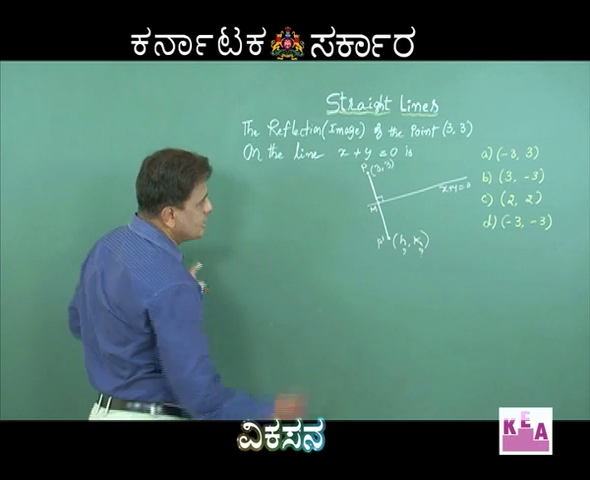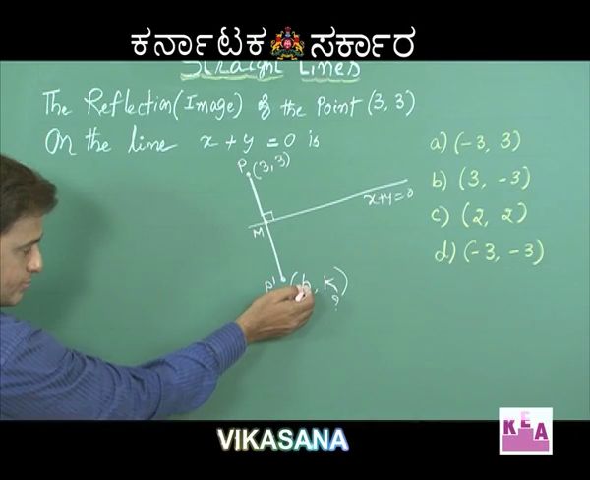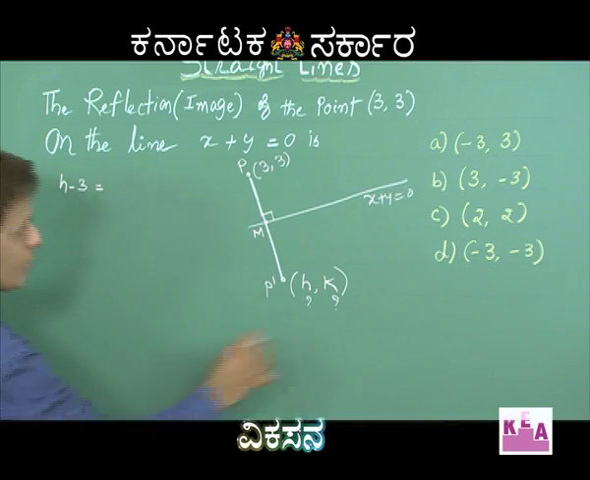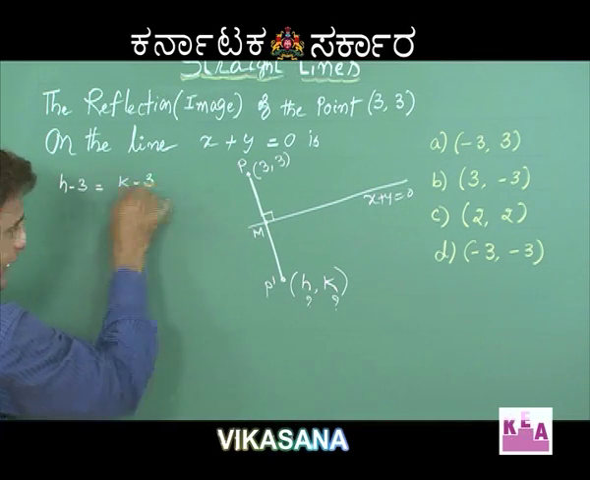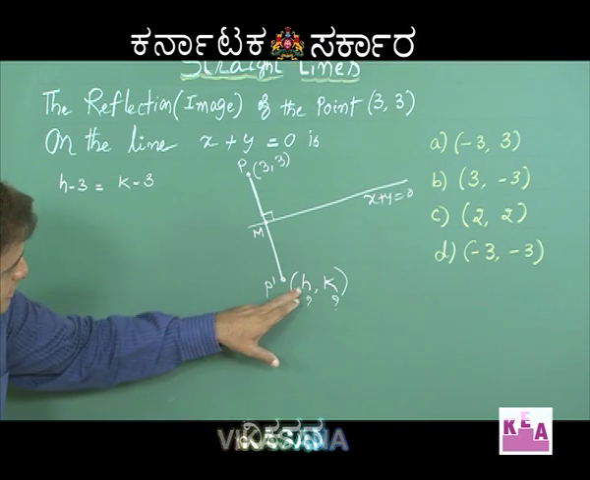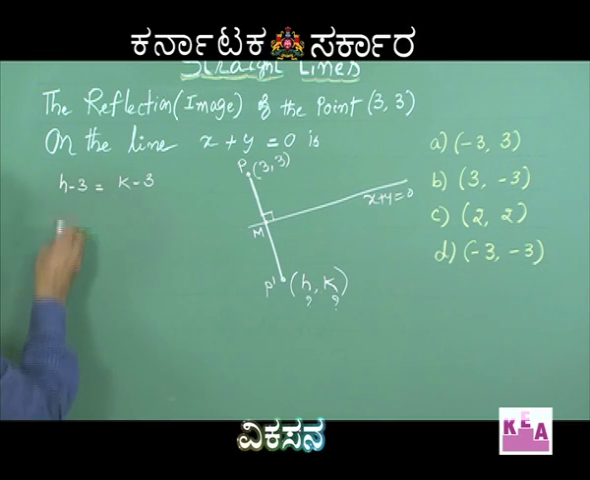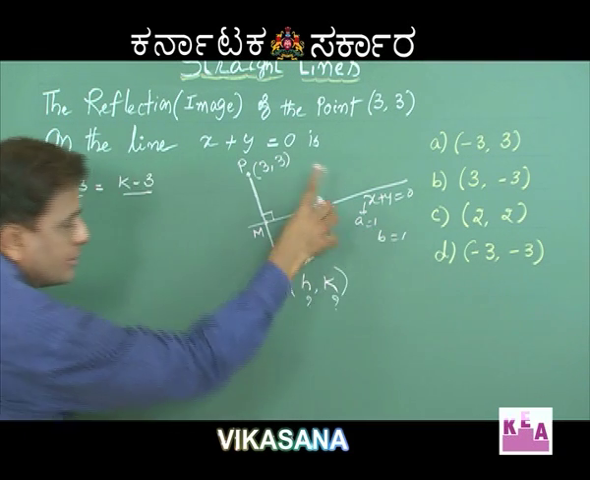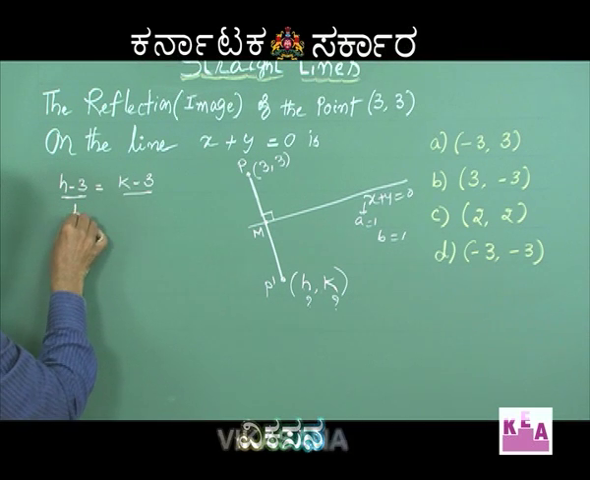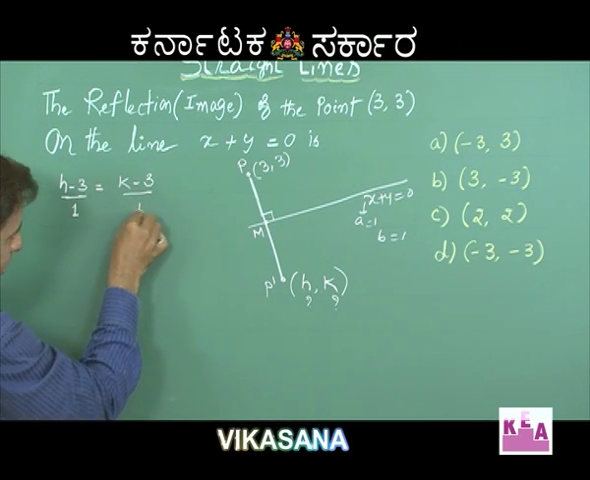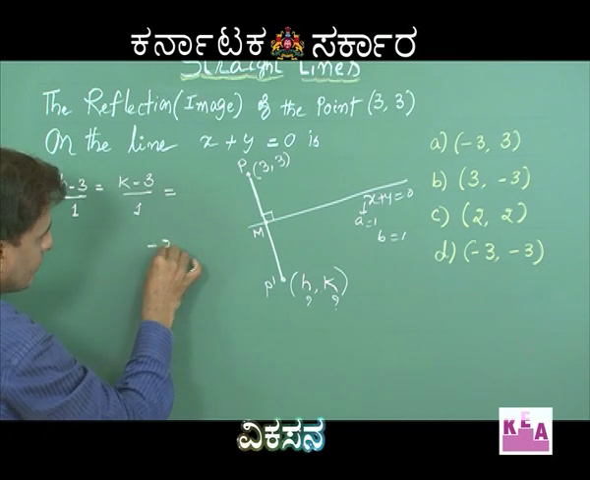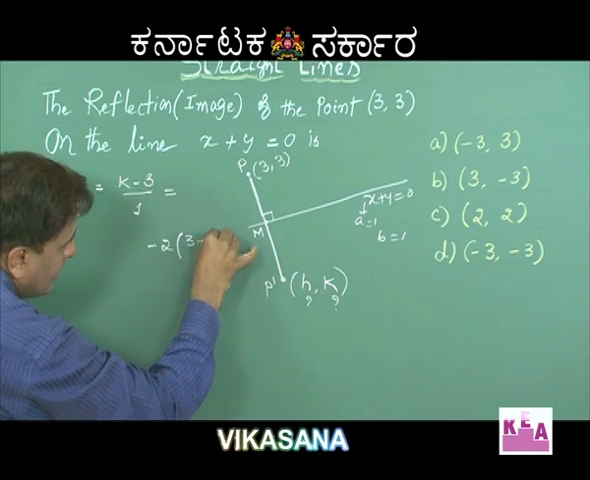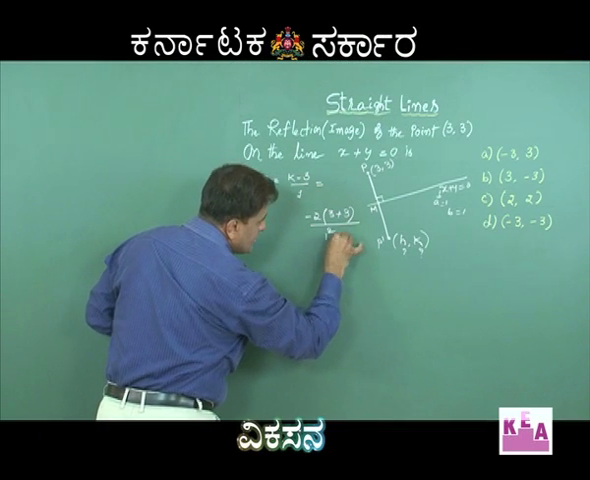The simple technique to find this, please note down all the students: first, h minus 3 is equal to k minus 3. Subtract these two coordinates, again subtract these two coordinates, and divide by a, here a is 1 and b is also 1. You write the value of a as 1, and the value of b is also 1, and again minus 2 times, substitute this point in LHS, what happened, 3 plus 3, divided by a square plus b square, 1 square plus 1 square.